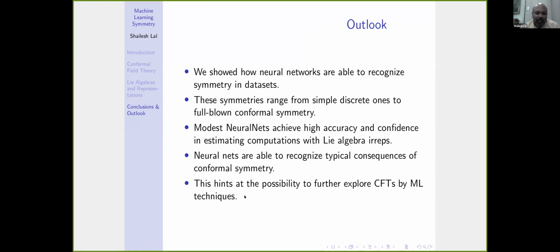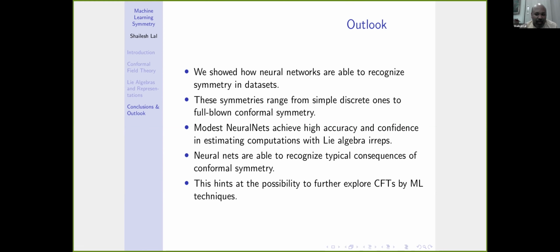So that's it, I guess. What I showed you is essentially how neural networks are able to recognize symmetry in data sets, from simple discrete symmetries to full-blown conformal symmetry, including very fine-grained consequences of conformal symmetry.